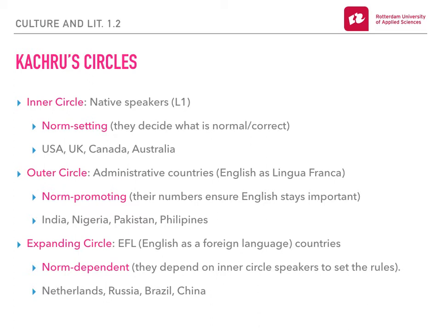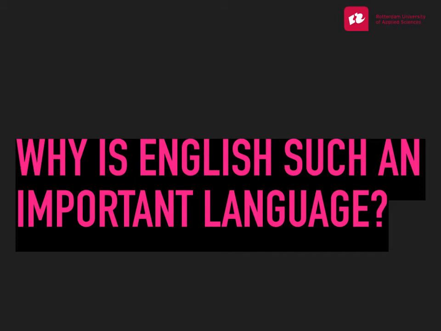And these countries need the countries in the inner circle to decide what the rules are, what correct grammar is, etc. Countries like this, of course, are the Netherlands, Russia, Brazil, China, to name a few. Now, we also have to think in this first chapter about why English is such an important language.